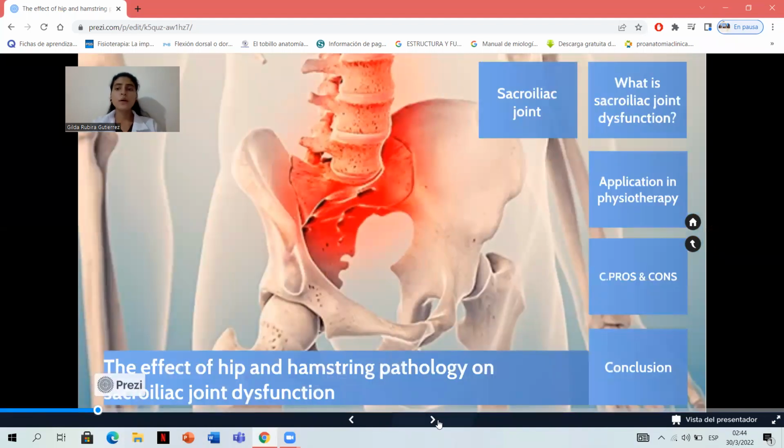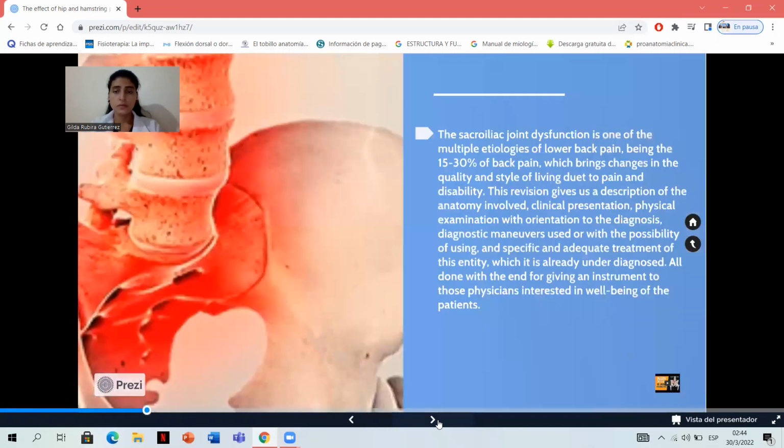Well, what is sacroiliac joint dysfunction? The sacroiliac joint dysfunction is one of the multiple etiologies of lower back pain, being 15 to 30% of back pain, which brings change in the quality and style of living due to pain and disability.